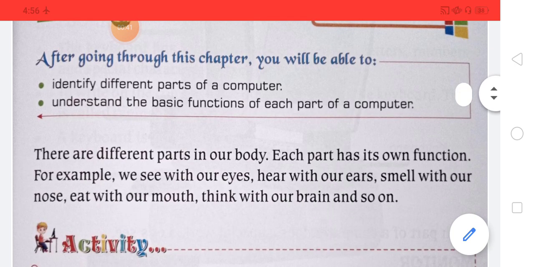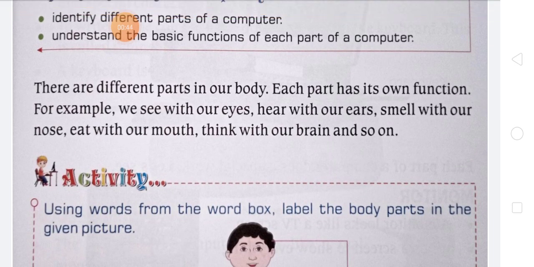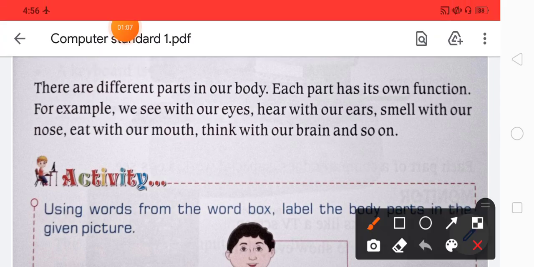Okay students, there are different parts in our body. Each part has its own function. For example, we see with our eyes, hear with our ears, smell with our nose, eat with our mouth, and think with our brain. These are the different parts that help us in different functions. Like that, our computer has different parts, and the function of each part is different.